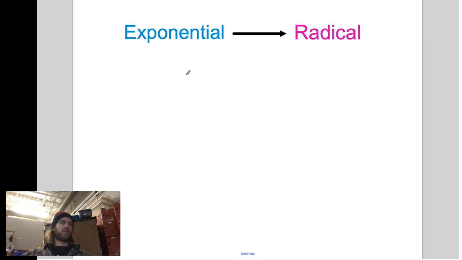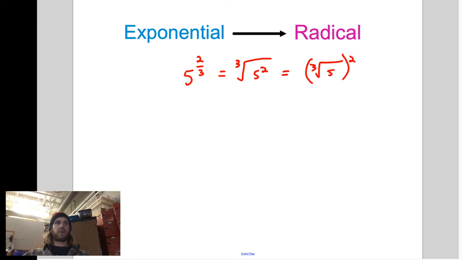If you're going from exponential to radical, that would be like 5 to the 2/3. You could write that in 2 different ways, and either one is fine, but you could write it as the 3rd root of 5 to the 2nd. You could also write it as the 3rd root of 5, raised to the 2nd power.